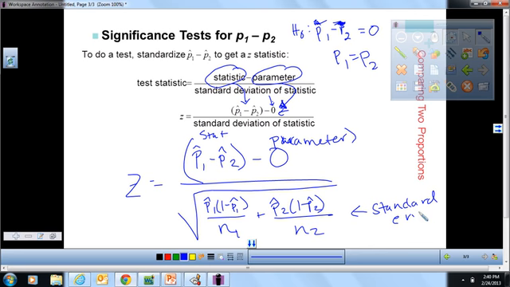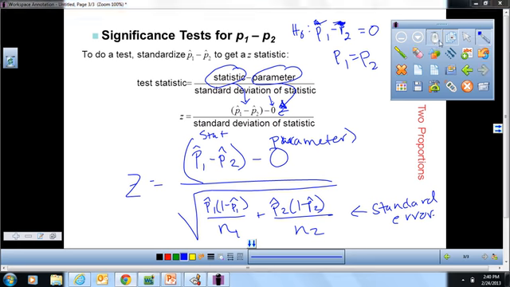All right? So it's not hard. You're just plugging in the right values. So make sure that you're keeping that stuff straight. Do not get it confused. You will lose your points on that.